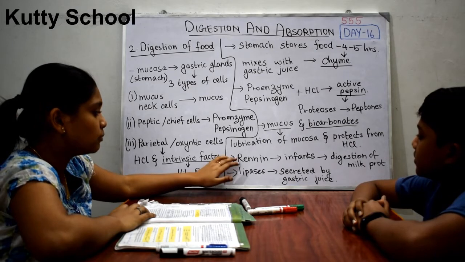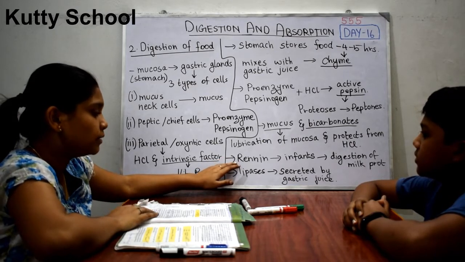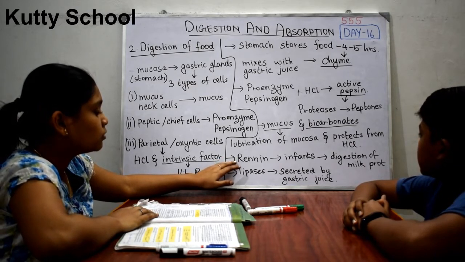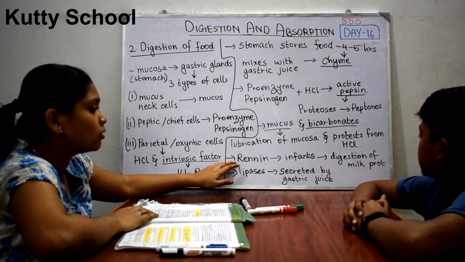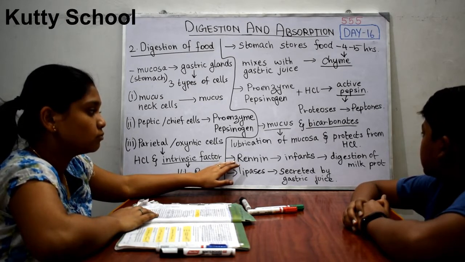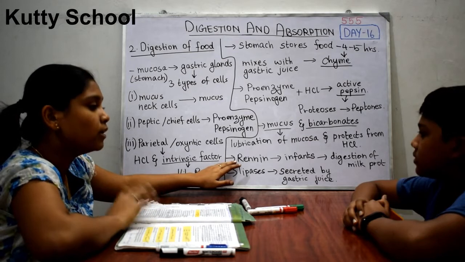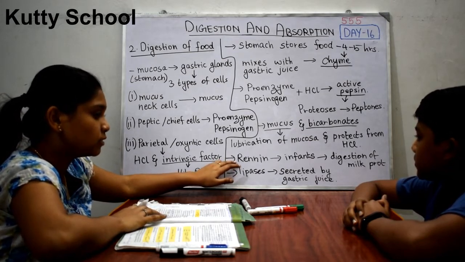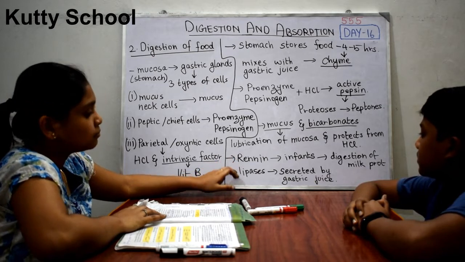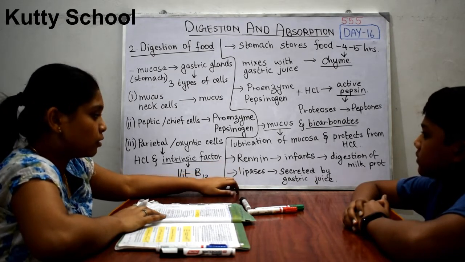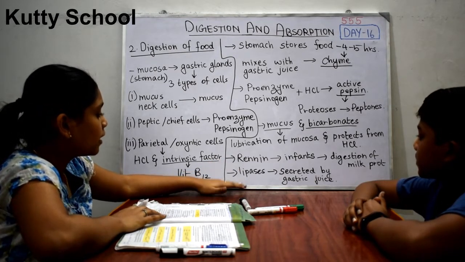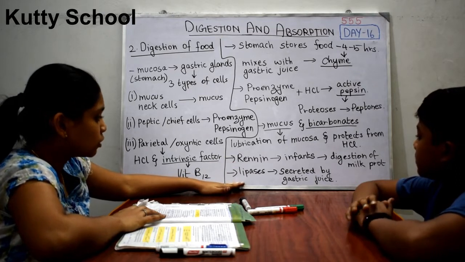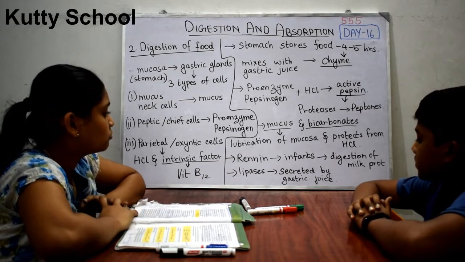Infants are nothing but small babies. Renin helps them digest food proteins, actually milk proteins. It will be present only in infants, and it digests milk proteins. There are also other substances called lipases, which are also secreted by gastric juice.